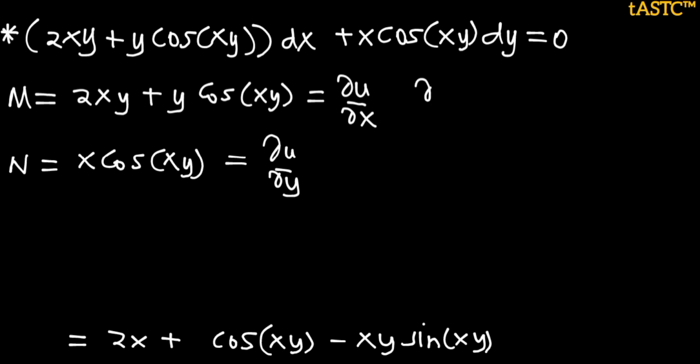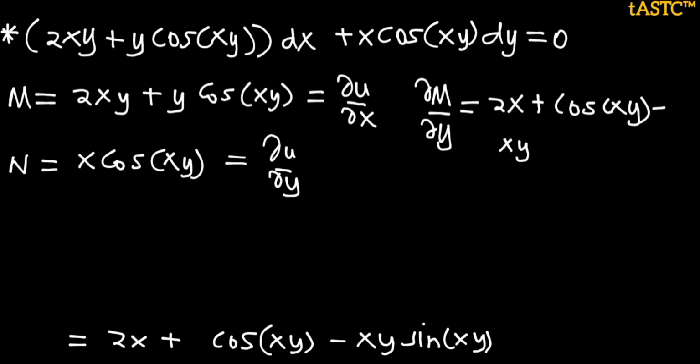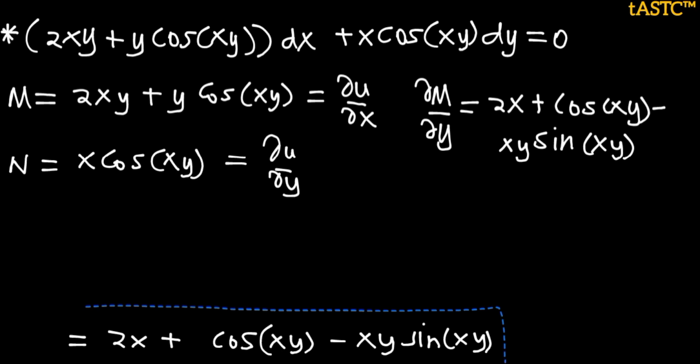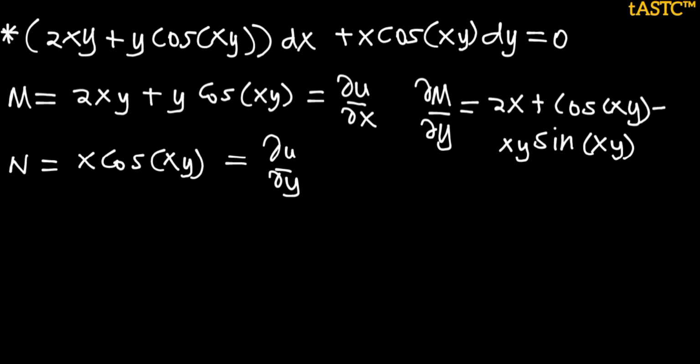That is all. Partial m partial y, that is equal to 2x plus a cos xy minus xy sine xy. Now we got n to be this, so we want to find out what is going to be dn dx.